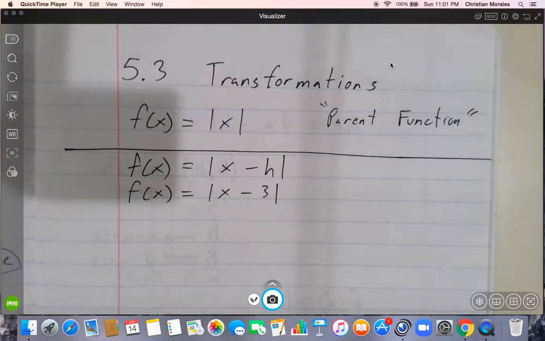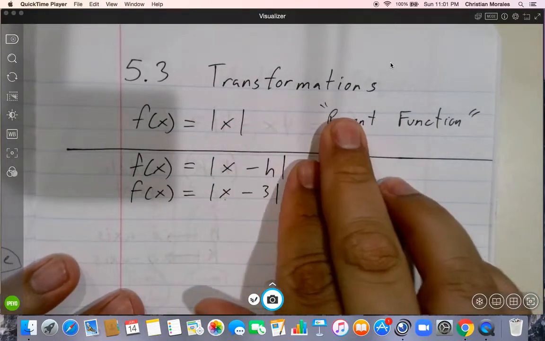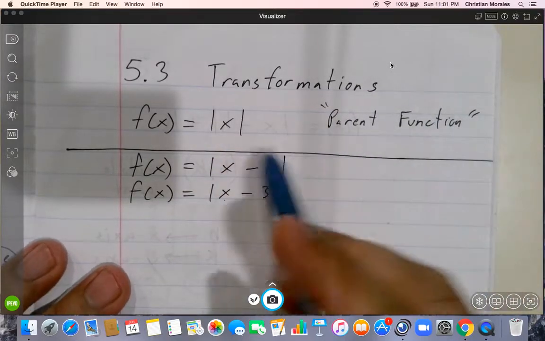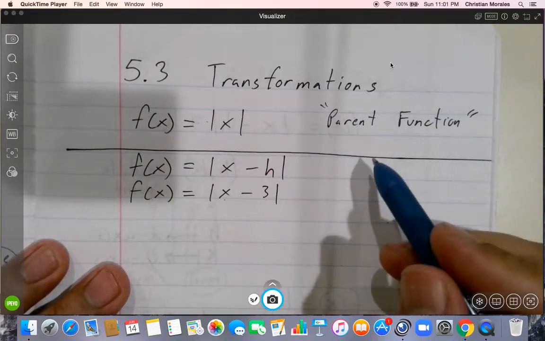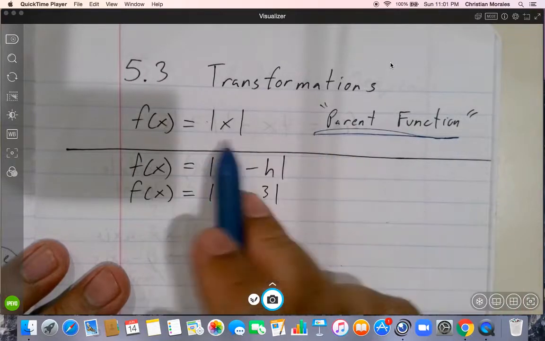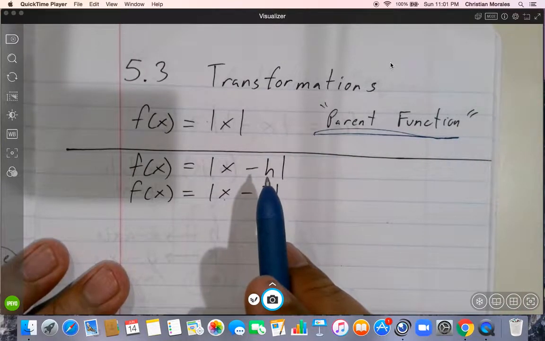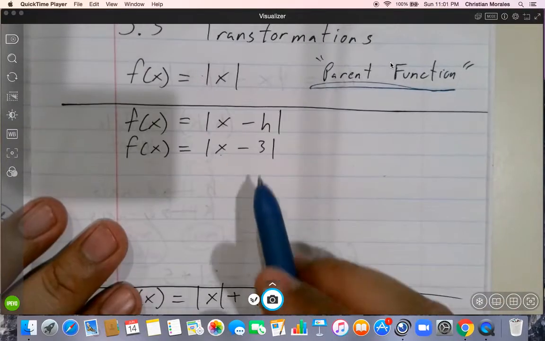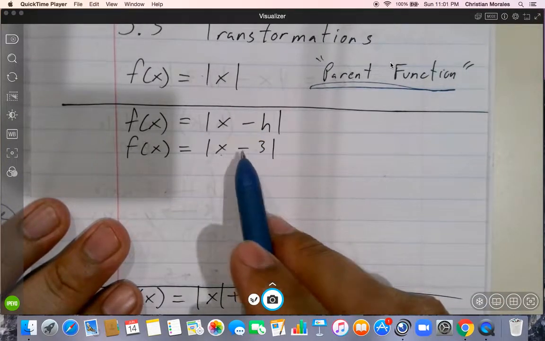Day 5, part 3, transforming the absolute value function. Let's go back to the parent function. Let's get rid of the number that's multiplying it. Let's just go back to the original parent function, this one, and let's add and subtract numbers to it. So let's say I want to subtract a number inside of the absolute values.